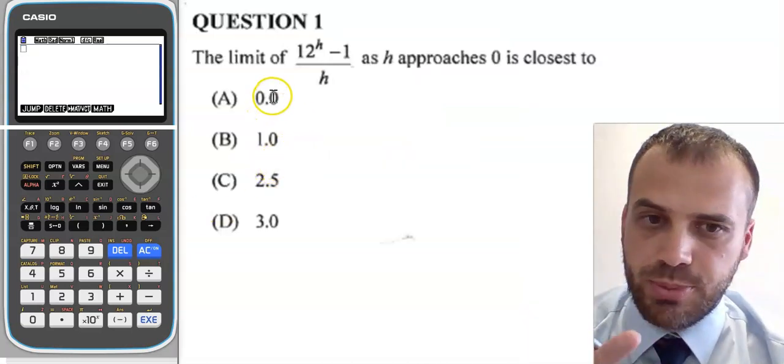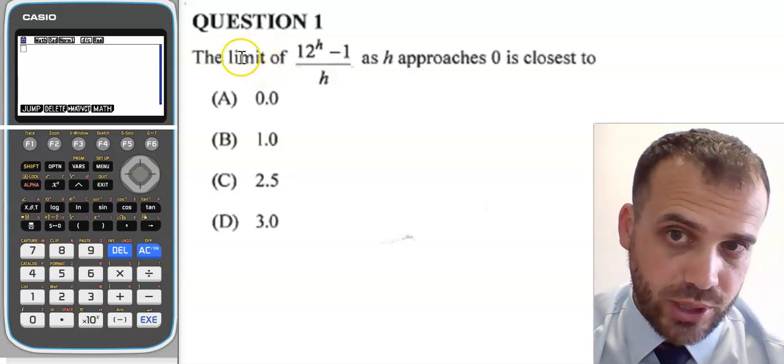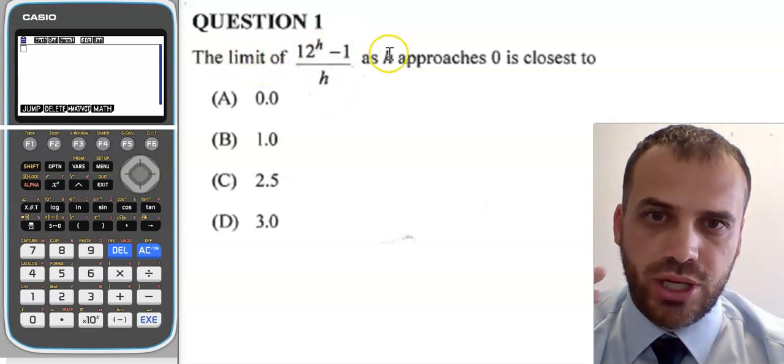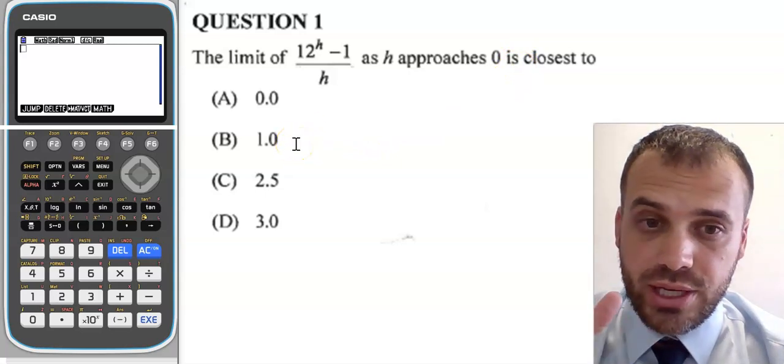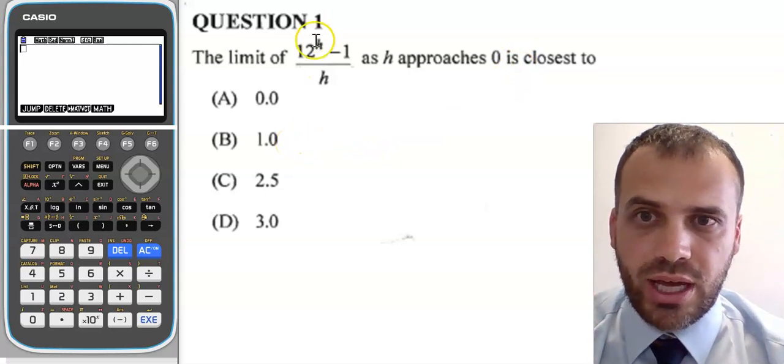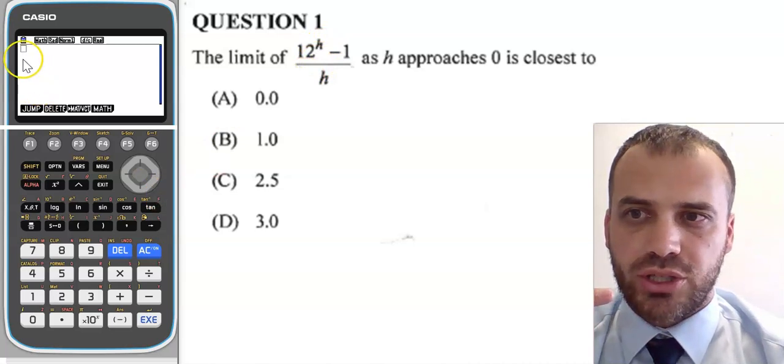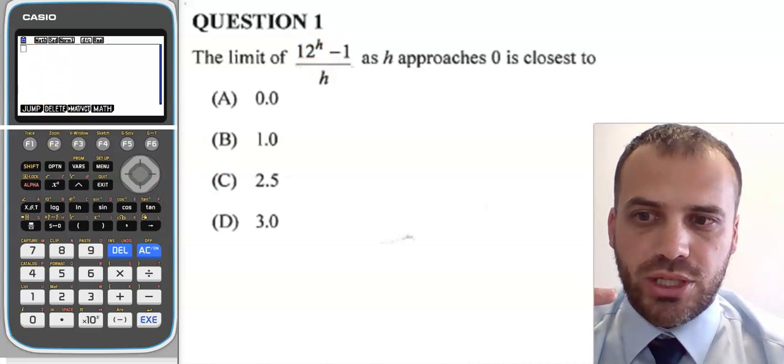Question 1, I didn't expect to see many limits questions, but we have one here. The limit of this equation as h approaches 0. With a calculator in your hand, this is very easy. All you need to do is put in a very small value for h. So just type in the equation here.